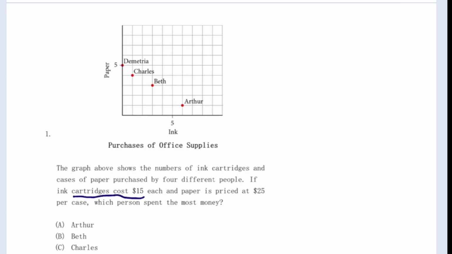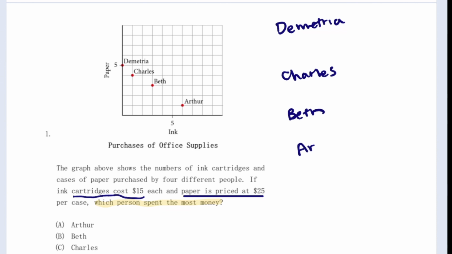So for this first problem, the graph shows the number of ink cartridges and cases of paper purchased for different people. If ink cartridges cost 15 and paper is priced at 25 per case, which person spent the most money? Okay, so let's first start with Demetria, and then we'll have Charles, and then Beth, and then Arthur.